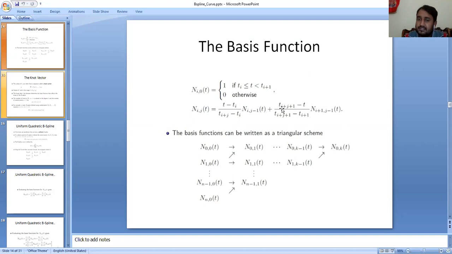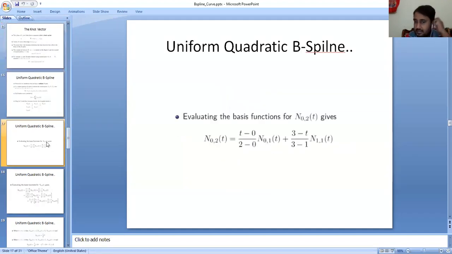Here you can see there will be (t3 minus t) upon (t3 minus t1). And here will be N1,1(t). So we have just expanded the formula in this equation. So (t minus 0) upon (2 minus 0) N0,1(t), (3 minus t) upon (3 minus 1) N1,1(t). Again, we can expand this and this function.